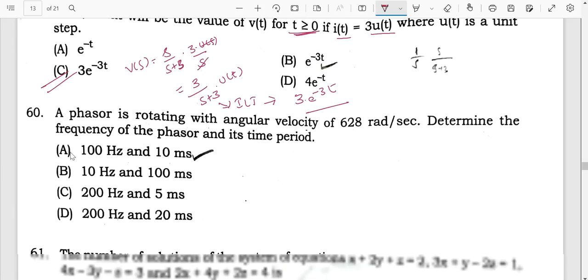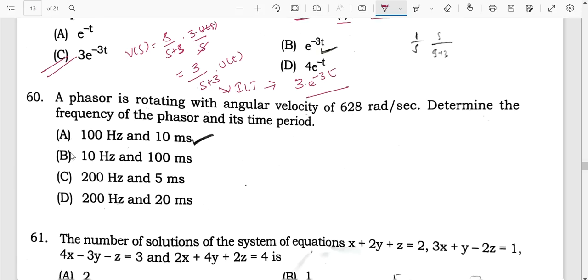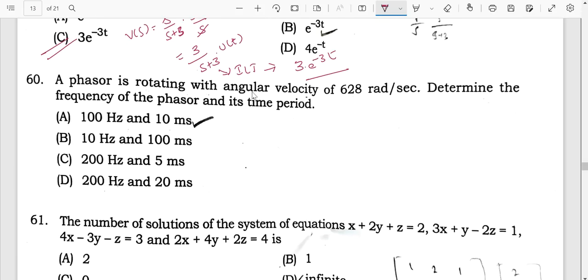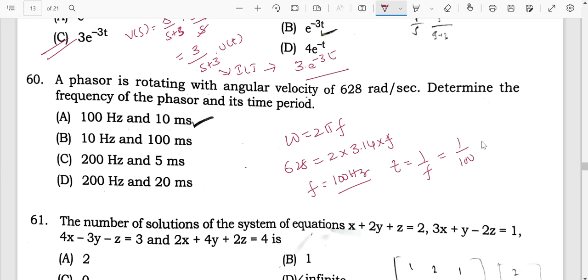Next question, the 60th question here. The phasor is rotating with an angular velocity of 628 radians per second. Determine the frequency of the phasor and its time period. So omega equals 2 pi f. 628 equals 2 into 3.14 into frequency f. From this, the f value is nothing but 100 hertz, and the time period T equals 1 by f, that is 1 by 100, which can be written as 10 milliseconds. The answer is A here.